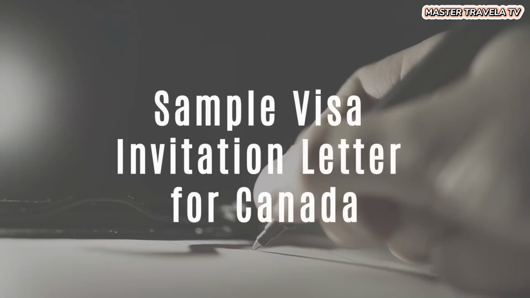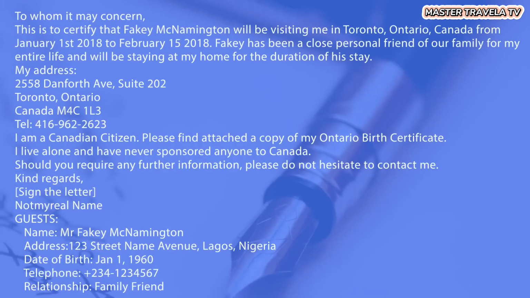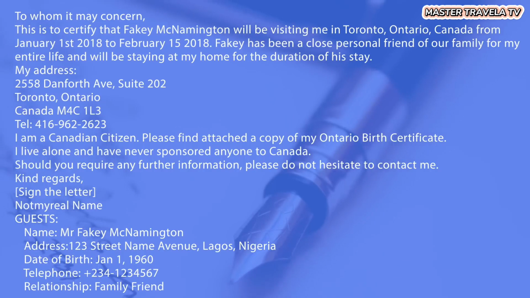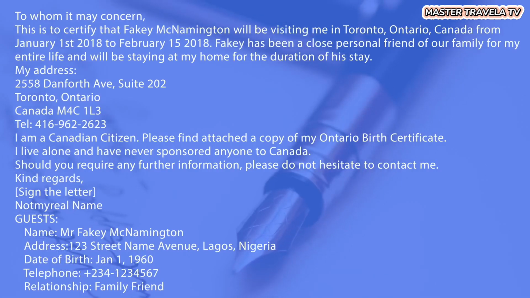Sample visa invitation letter for Canada. To whom it may concern. This is to certify that Fakey McNamington will be visiting me in Toronto, Ontario, Canada, from January the 1st, 2018 to February the 15th, 2018. Fakey has been a close personal friend of our family for my entire life and will be staying at my home for the duration of his stay. My address: 2558 Danforth Avenue, Suite 202, Toronto, Ontario, Canada, M4C 1L3.